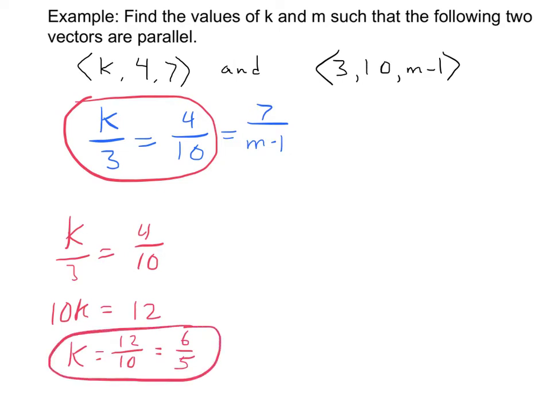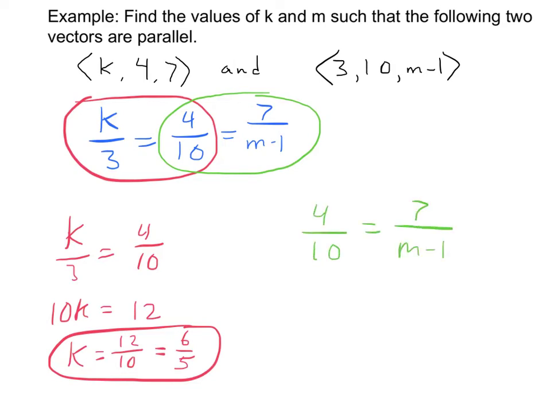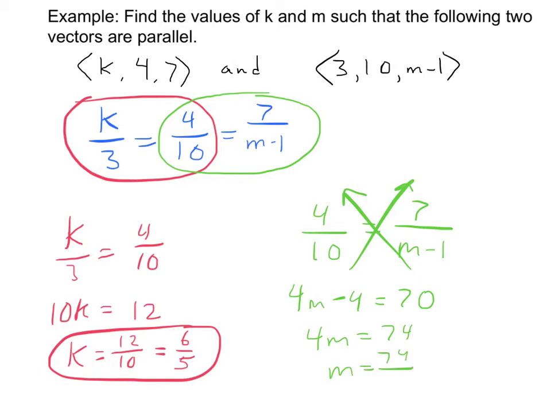Fantastic. To find m, this time I'm just going to choose these two. I mean, if I wanted to, I could have chosen the first and the third, but that means I'd have to plug in my value of k, and I just don't really want to deal with that. So instead, I'll set the second two equal to one another. That gives me 4 over 10 equals 7 over m minus 1. Again, multiplying across will get me 4m minus 4 equals 70. So 4m equals 74. m equals 74 over 4, which we can simplify to 37 over 2. And neither of these answers is really nice, but whatever. The reality is we got the values of k and m so that the two vectors are parallel to one another, and that's what the question asked for.